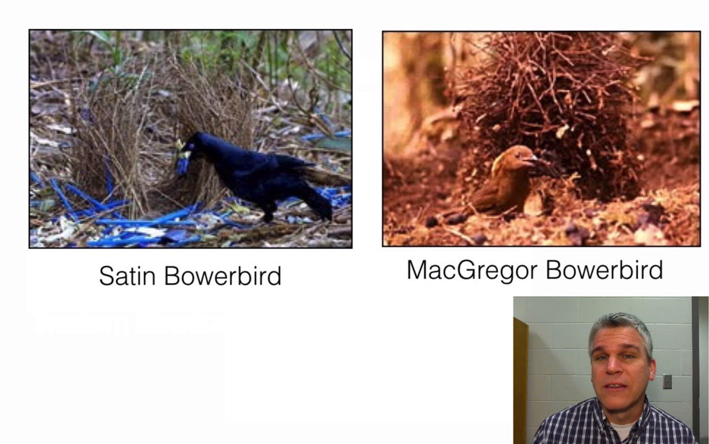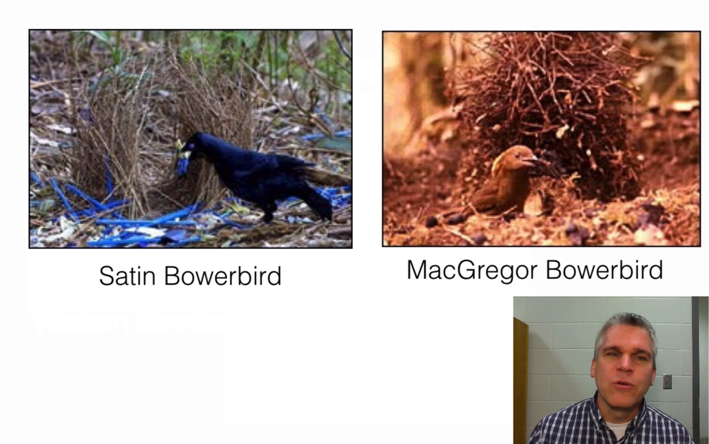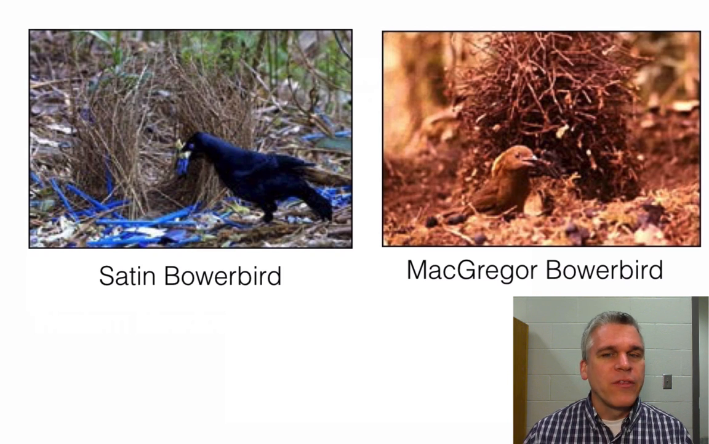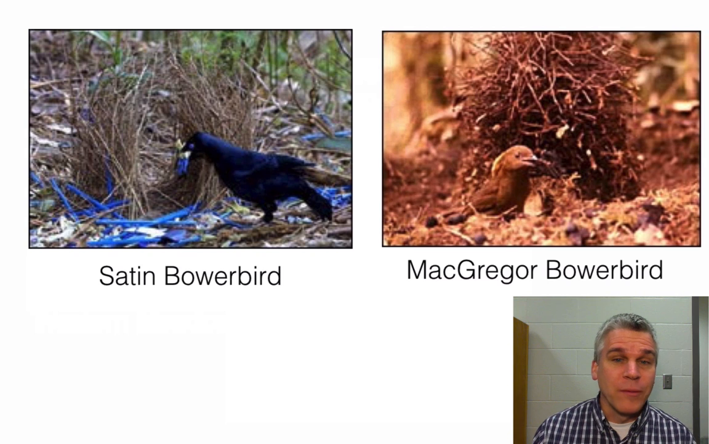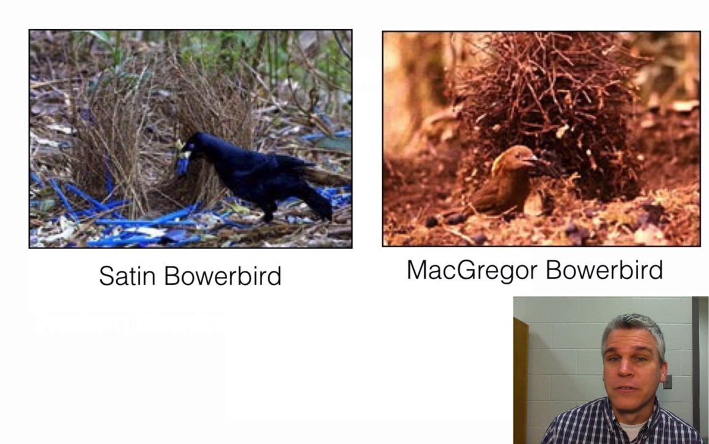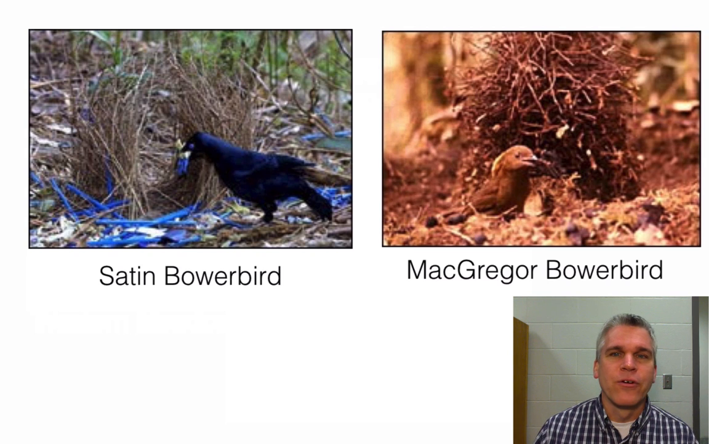But then to attract the female, they start singing and they do a little dance around the nest that they made, trying to impress the female. Well, the McGregor bowerbird females are not impressed by the satin bowerbird's nest, and the satin bowerbird's females are not impressed by the McGregor bowerbird male's nest. And so they never reproduce with one another. They are separate species, and it's all based on the behaviors that they have.